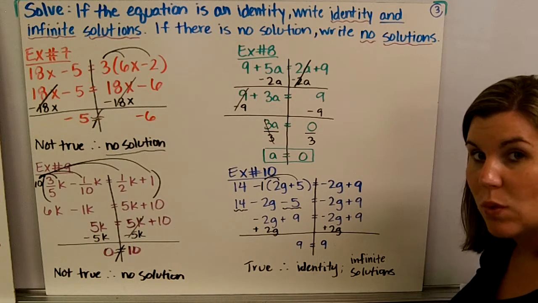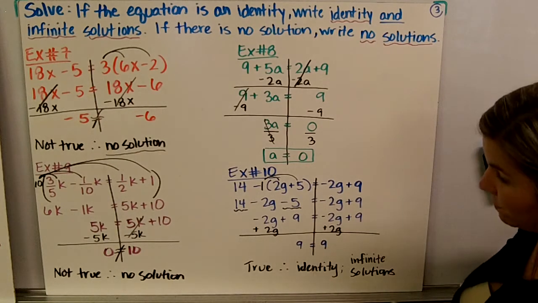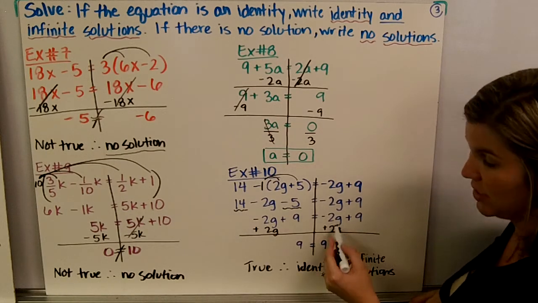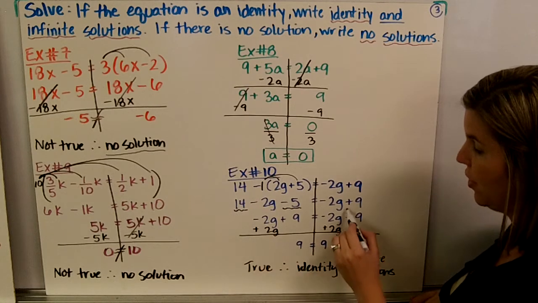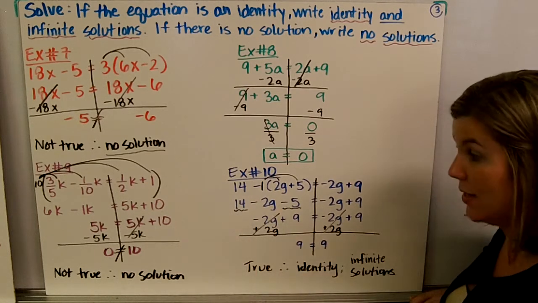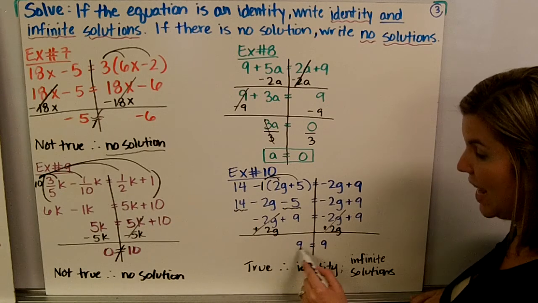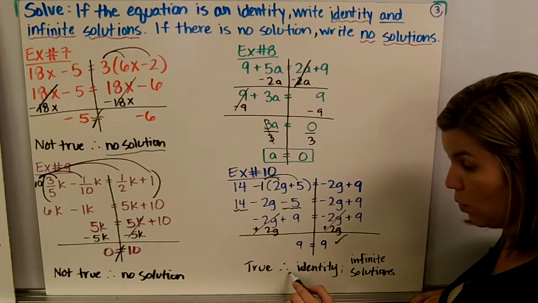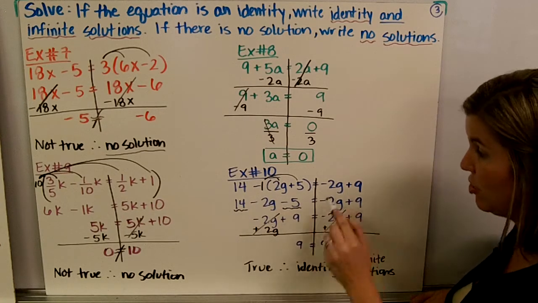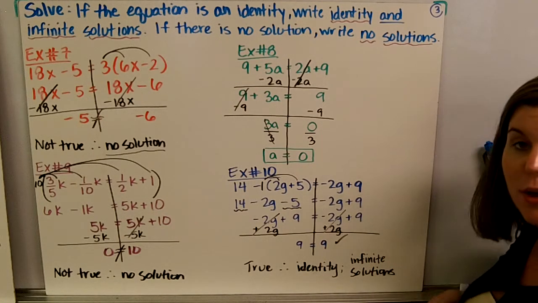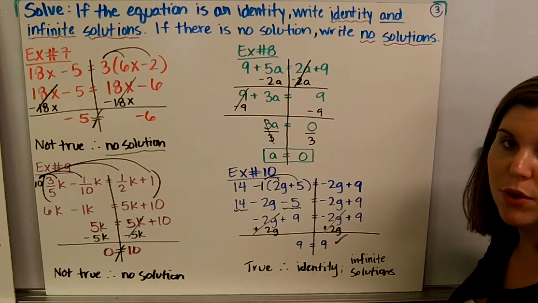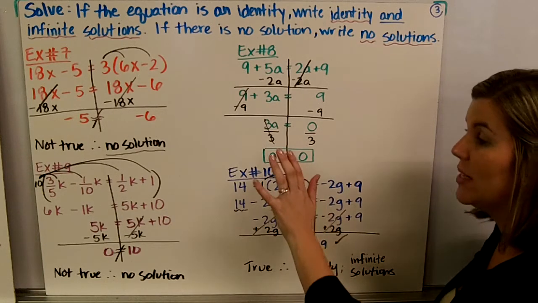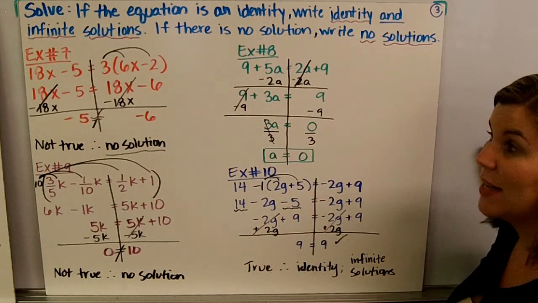I need all of my variables on one side, all of my constants on the other. So it doesn't matter which side you add 2g to because they are the same. So I'm going to add 2g over here, and add 2g over here. They cancel on both sides in this case, and the 9's come down. 9 equals 9. Well, this is always true. So, therefore, it's an identity. This equation is called an identity, and there are an infinite number of solutions. If you choose any number you want for g, if g is 1, if g is 5, if g is negative 40, you're going to get the same value on the left side and the right side of the equation.